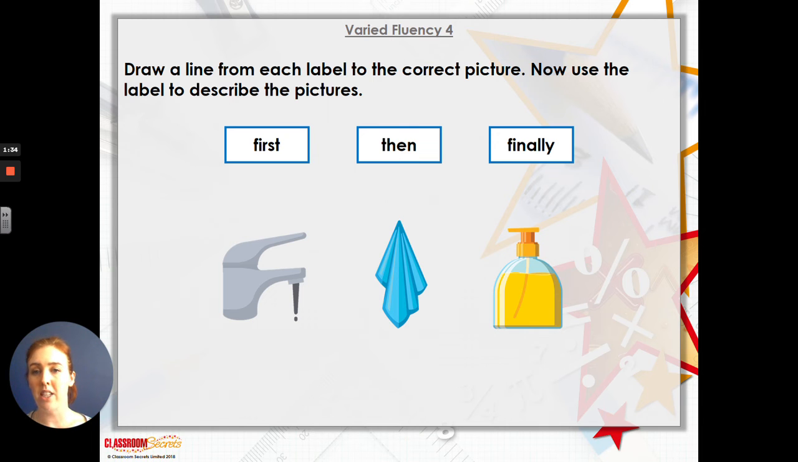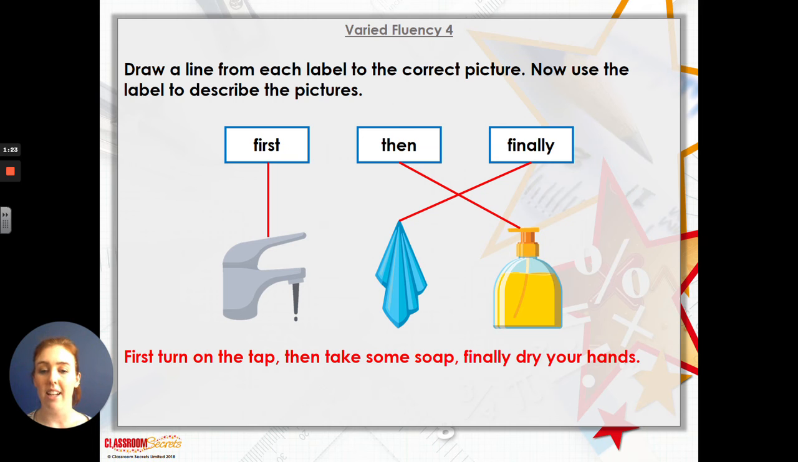And for this question, we need to draw a line from each label to the correct picture and use the label to describe the pictures. So first, we would turn the tap on, then take some soap, and finally, dry your hands. Okay, so we're drawing a line from the label to the correct picture and then using those labels to help us describe the pictures. So you may need help from an adult perhaps to help you with that writing, or maybe you could verbally tell them. That is also fine.